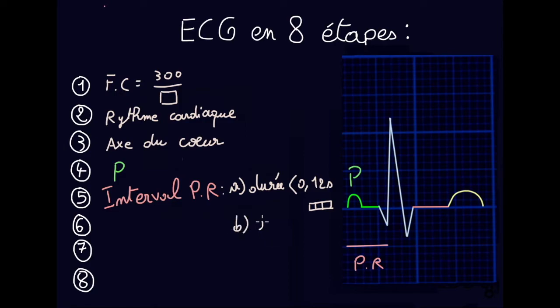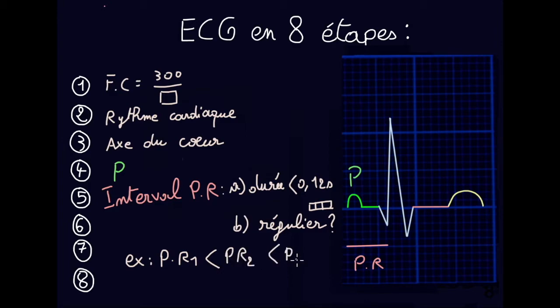After, we have to see if the PR interval is regular. For example, if we have a PR interval prolongation and a blocked P wave, it is a second degree AV block Mobitz 1.